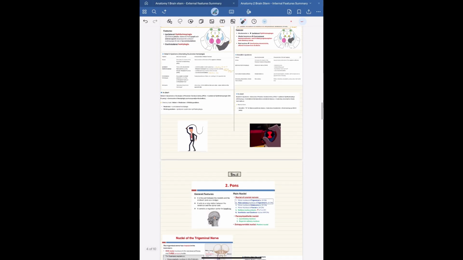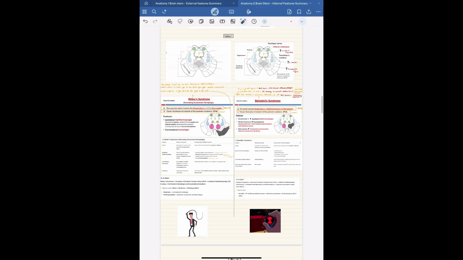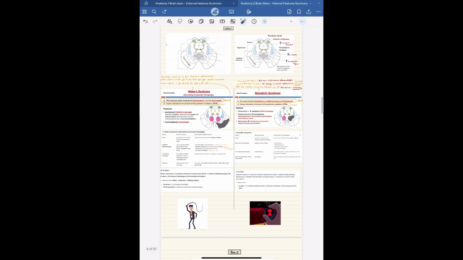And with that, we have finished the first cut section, the midbrain. Now we'll move forward with the Pons.